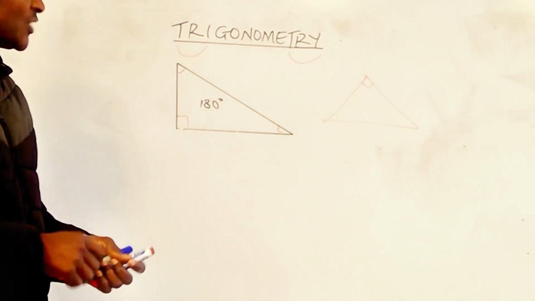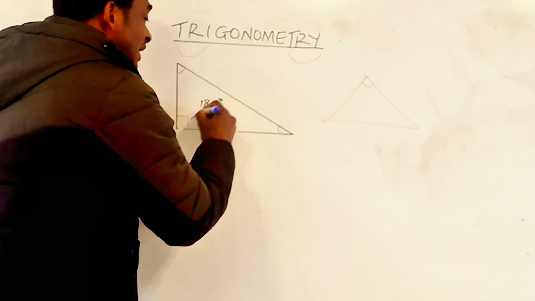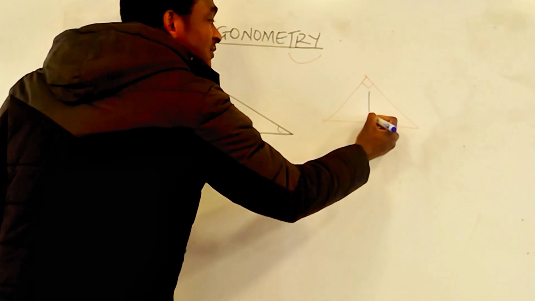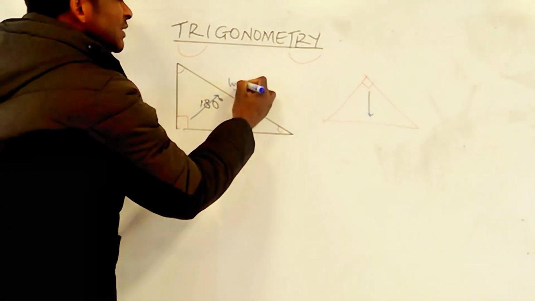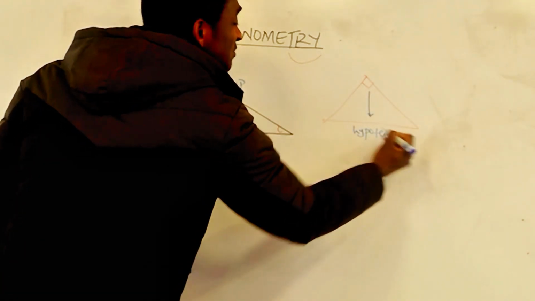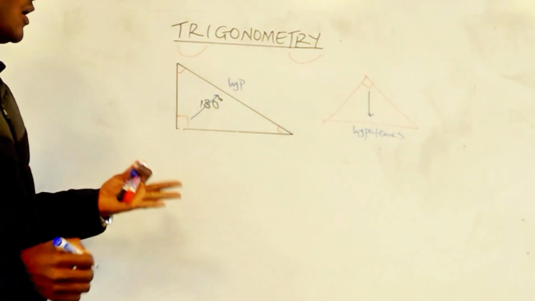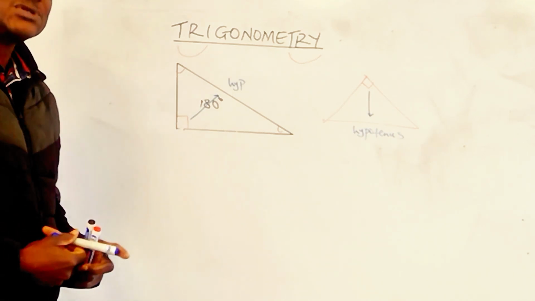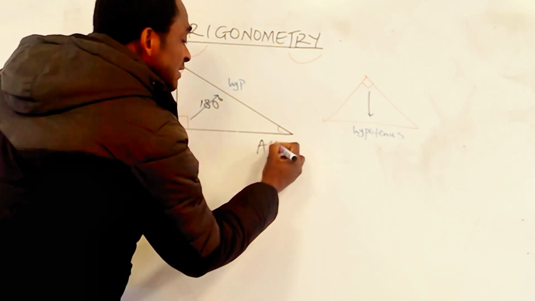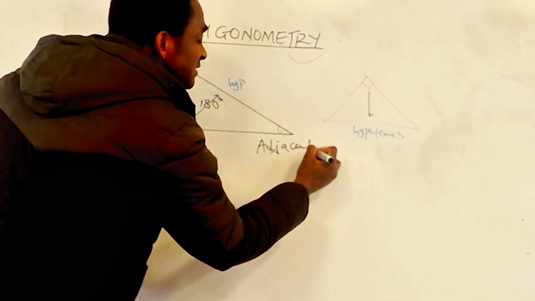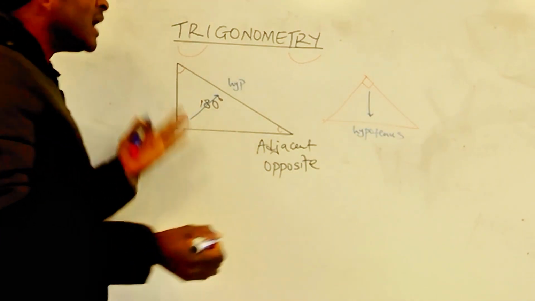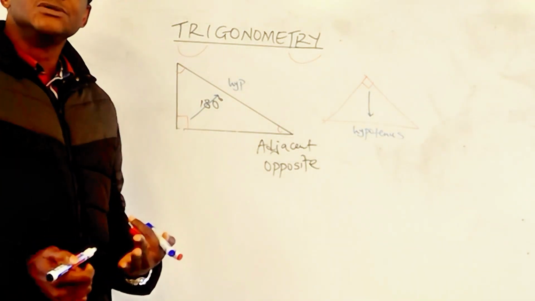And in a right angled triangle, the side facing the 90-degree angle is always called the hypotenuse. It's always called the hypotenuse. Then we also have the other 2 sides that sum up a right angle triangle. We have what we call the adjacent, and then we have the opposite. These 2 can swap around depending on the angle you are working in.